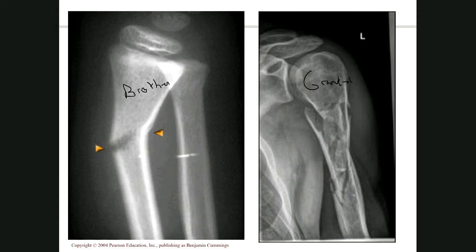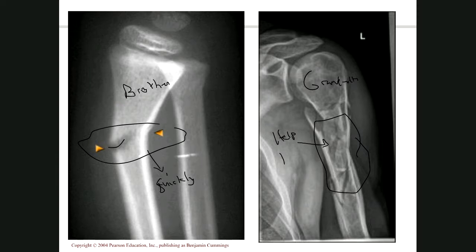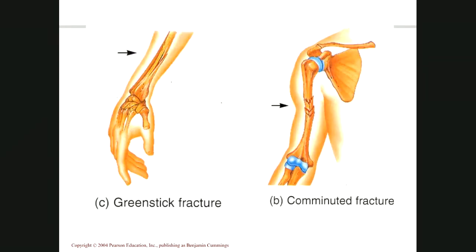Which one of these do you think is easier to heal? This green stick or this comminuted? This heals very, very quickly, and it heals usually without any kind of displacement or weird thing going on, but this is not going to heal without help. You're going to have to help this some way to make it heal. And so you're going to have to put plates or screws or something to hold these things together. So, comminuted and green stick, young people, old people. Make sense to everyone?